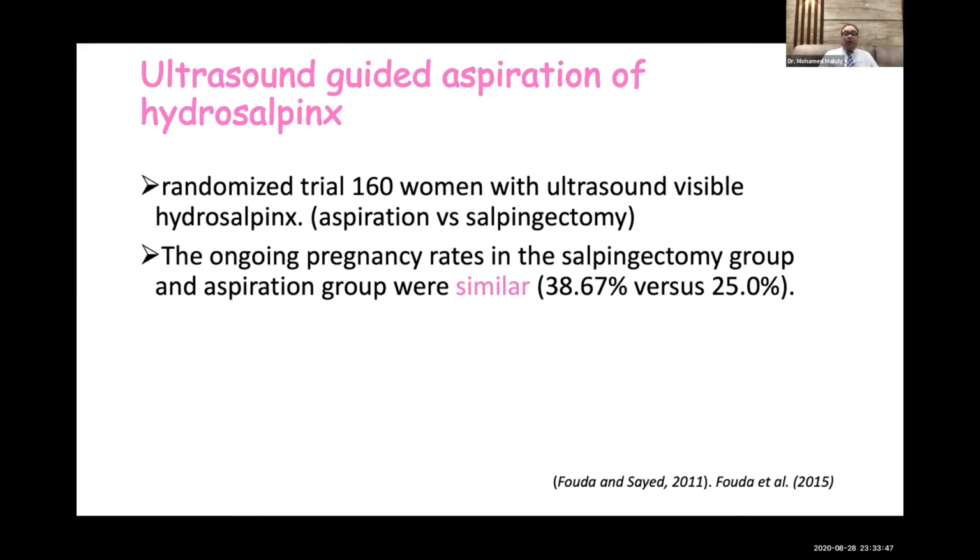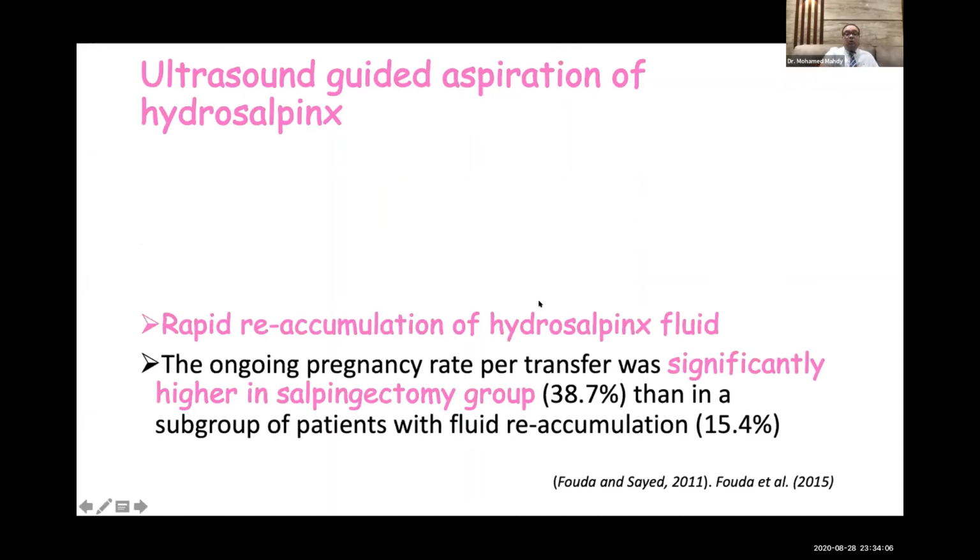A randomized trial was done on 160 patients with ultrasound-diagnosed hydrosalpinx, comparing aspiration with salpingectomy. Ongoing pregnancy rates were similar to salpingectomy, but a sector of these patients had a rapid reaccumulation of hydrosalpinx fluid, and it significantly affected the pregnancy rate. So ultrasound-guided aspiration may be useful, but it has a higher reaccumulation rate, which affected the pregnancy rate compared with salpingectomy.